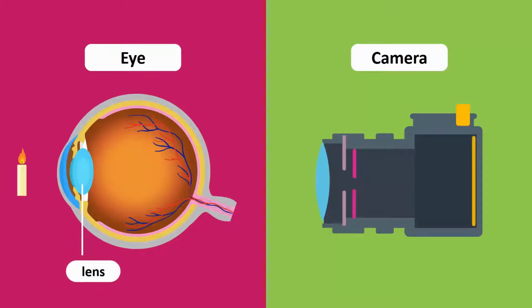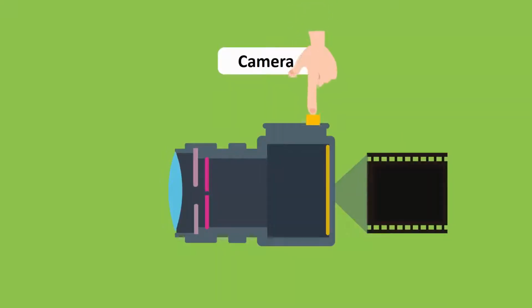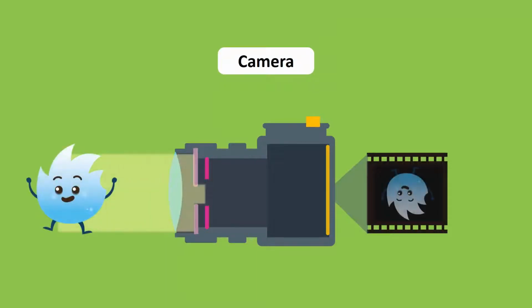There is a convex lens in the eye, located after the iris, that refracts the light rays coming from an object onto the retina. But in a camera, the lens is located at the front of the body. When the button of a camera is pressed, the shutter that is placed behind the lens opens for a while. The light coming from the object enters the camera through an aperture and passes through the shutter.